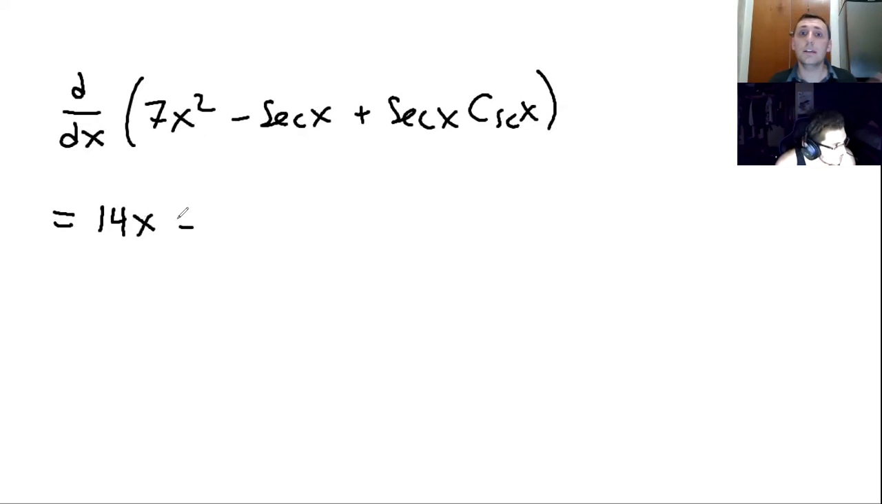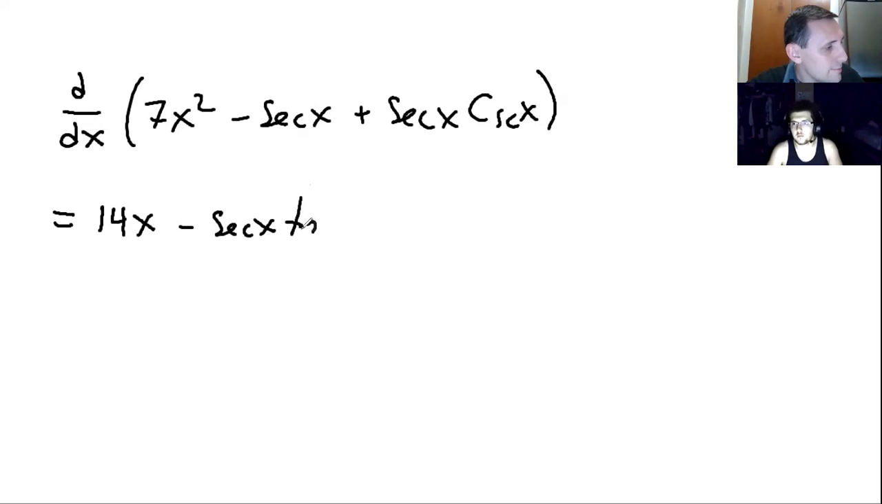Derivative of secant, tell me in the comments, what's the derivative of secant? Quickly. Secant tangent, Zohab. Wonderful. Secant tangent. It rhymes. And if you forget, you know how to recover it. So it's minus secant x tangent x. That's the derivative.